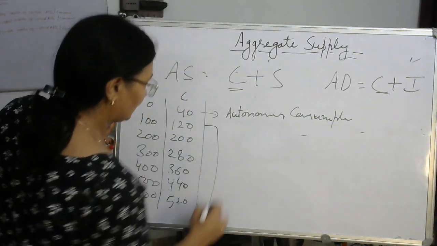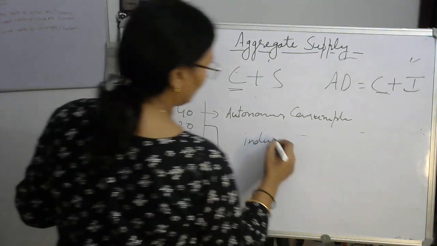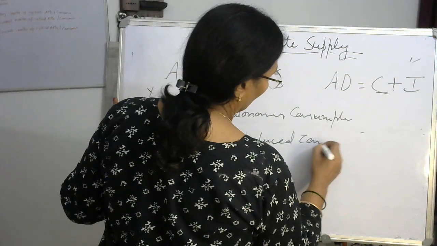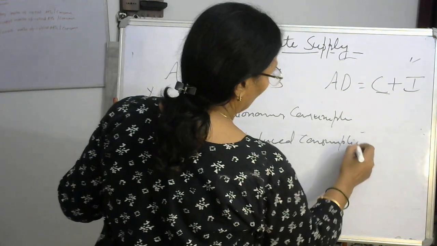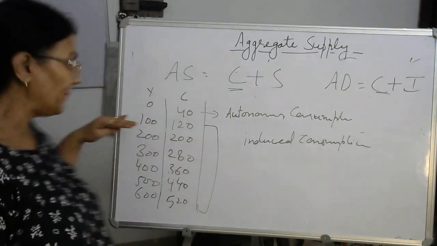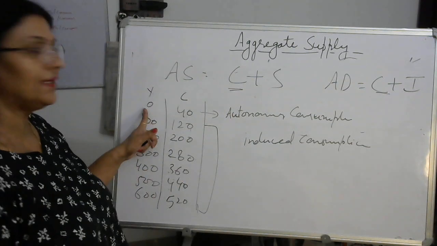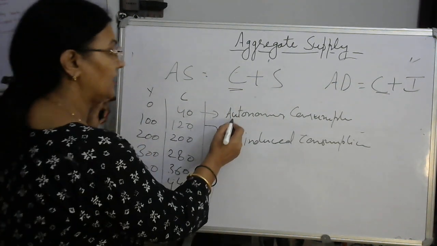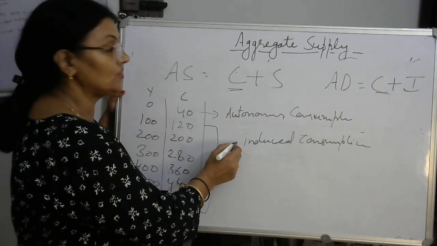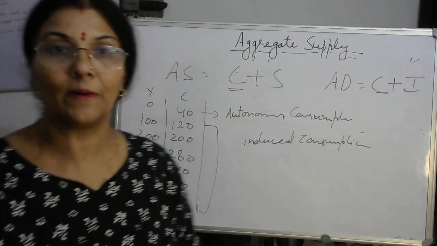And the rest is induced consumption, because it is induced by income. If income is increasing, then only consumption is increasing, and it is not dependent on income. This is income inelastic and this is income elastic, influenced by the level of income, right?